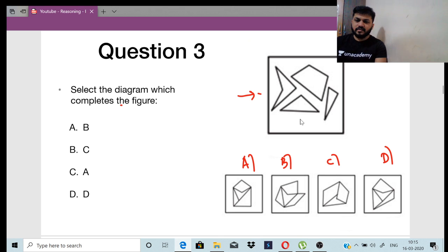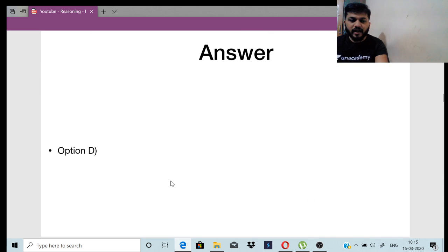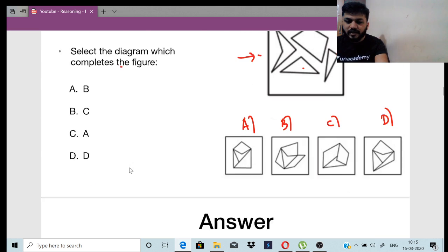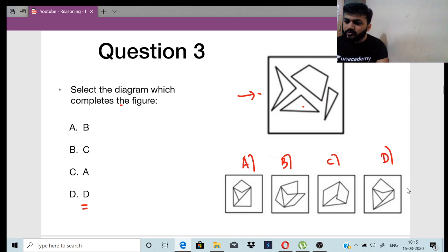See guys, there are two triangles, one trapezium and one four-line shape, so one quadrilateral. So one quadrilateral, two triangles and one trapezium. Go by the options. It is option D, the fourth one is the correct one.